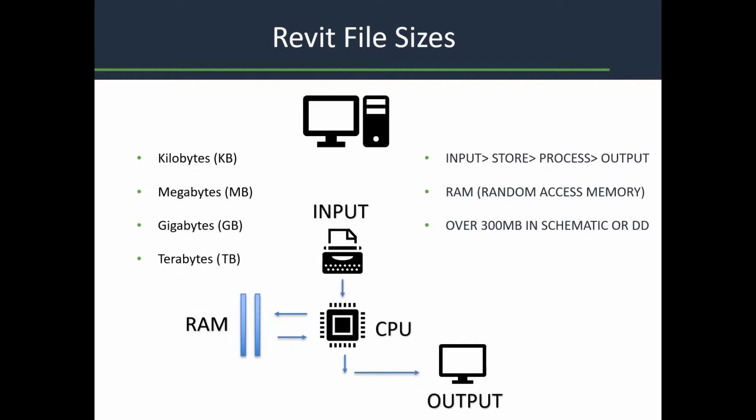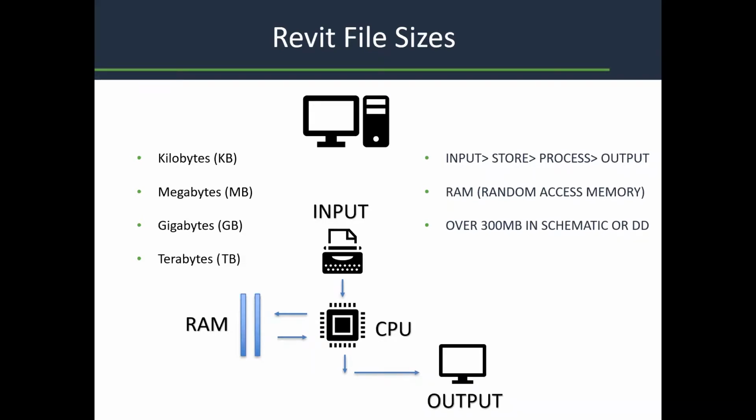And then you have megabytes, right? So there are 1,000 kilobytes in 1 megabyte. And from there on, it goes up the same exact way. There are 1,000 megabytes in 1 gigabyte. Going further up, there are 1,000 gigabytes in 1 terabyte, right? So how does this actually work in our computer?